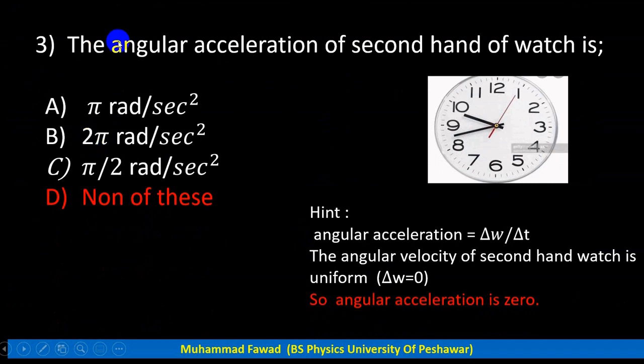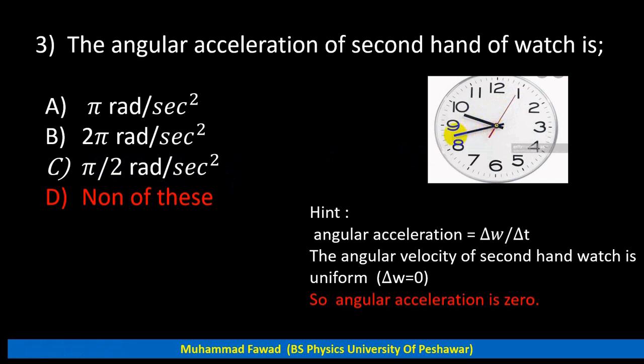तीसरा MCQ है: the angular acceleration of second hand of watch is pi radian per second square, 2 pi radian per second square, pi by 2 radian per second square, or none of these. This is the watch, and this one is the second hand of the watch, this one is the hour hand of the watch, and this one is the minute hand of the watch.